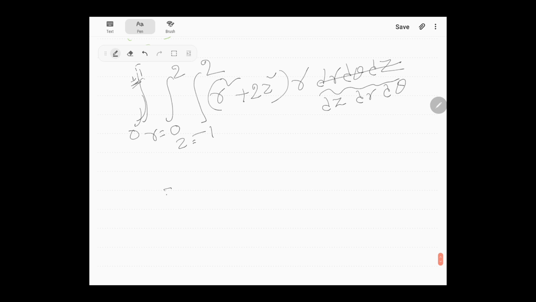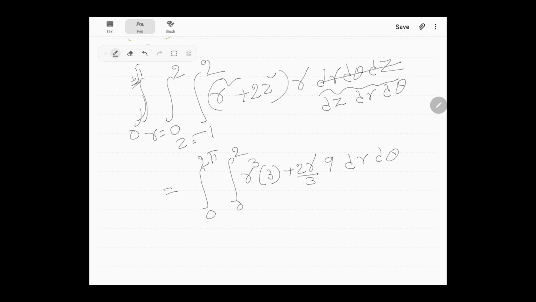So this is integral 0 to 2 pi, integral 0 to 2. I need to integrate with respect to z, therefore r square into r cube is constant. R cube integral for r cube is r cube into z. In place of z, if I substitute the limits, 2 minus minus 1, 2 plus 1, that is 3, plus 2r into z square is there. Integral z square is z cube by 3. Z cube means 2 cube is 8, minus 1 whole cube is minus 1, 8 plus 1, that is 9 by 3 dr d theta.